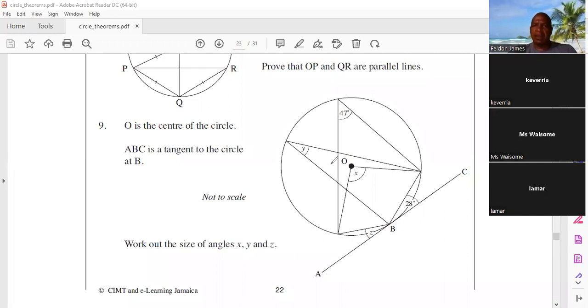We are going to just continue with this question. So we said that here at the center, x would be 2 times 47, and 2 times 47 would be 94. So x would be 94. Check that and make sure that the calculation is correct, guys. Yes, sir, it is. All right.